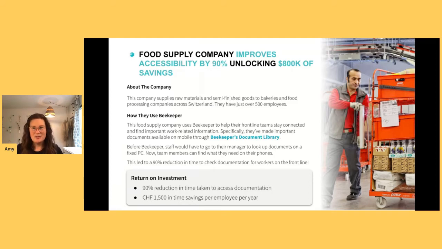So once they were able to then upload this to the Beekeeper document library, now employees could access it at any point on their mobile device. They no longer needed to go to their manager every single time and have it be during specific work hours when the manager was available. So this led to a 90% reduction in the time taken to access these documents, which was incredible. So that came out to be about $1,500 time saving per employee per year. So wonderful. We're so thrilled that they have had such a great time with the document library as well.